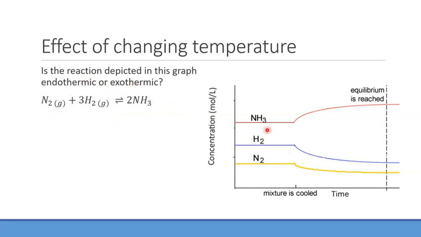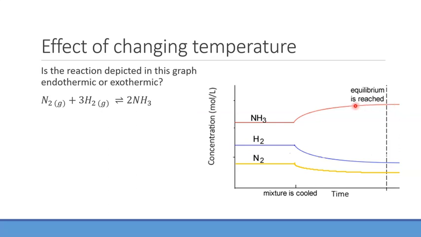At equilibrium, they are in this ratio, and then we start to cool the mixture, and then equilibrium is eventually reached again. So temperature is going down, and we see that we get an increase in product. That means that heat is a product as well, because cooling the reaction allows more product to form. So we must have an exothermic reaction here.